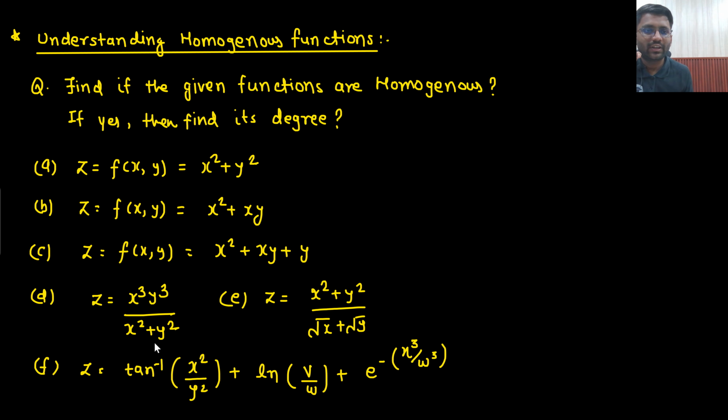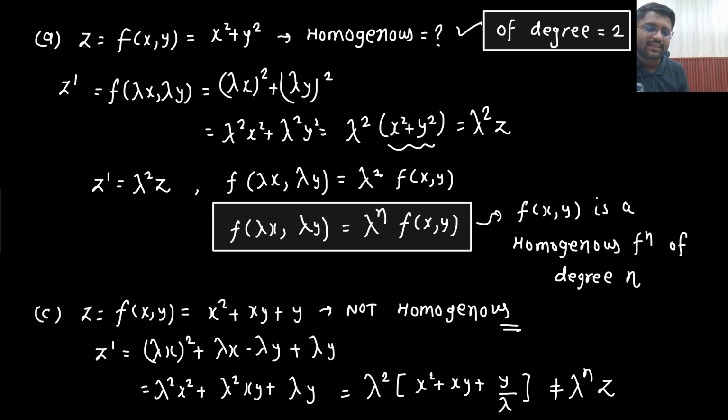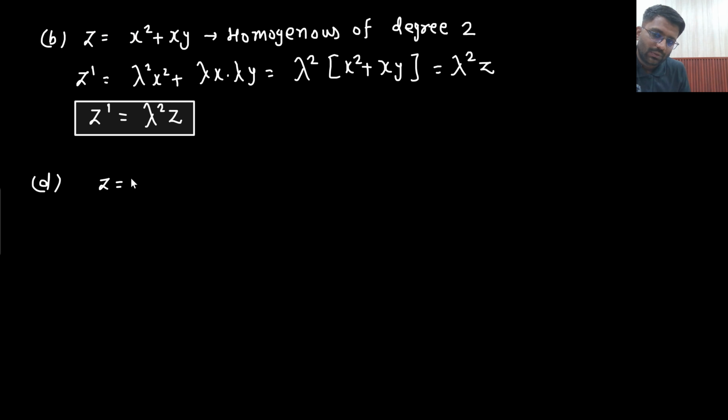It is a homogeneous function of degree 1. Right? Wrong. It is a homogeneous function of degree 4, because you did the calculation in your brain only. Right? So these kind of things happen sometimes, especially in the initial phase.